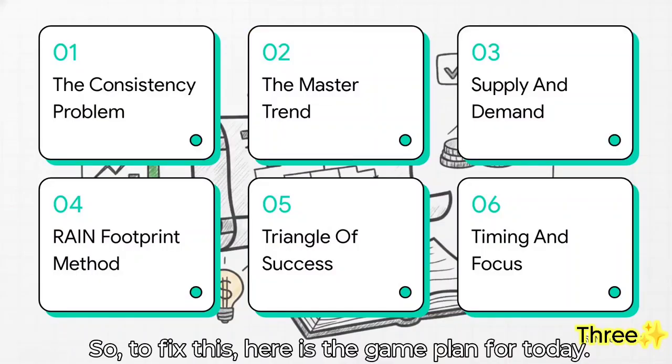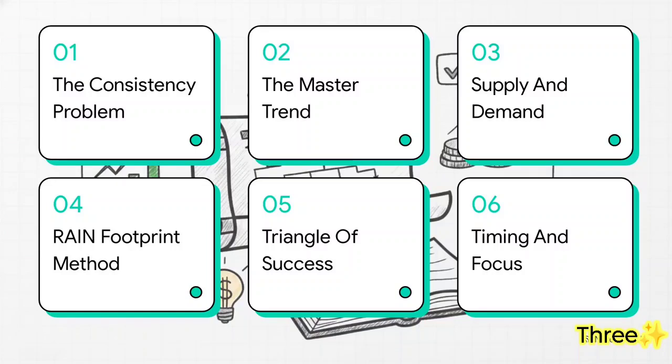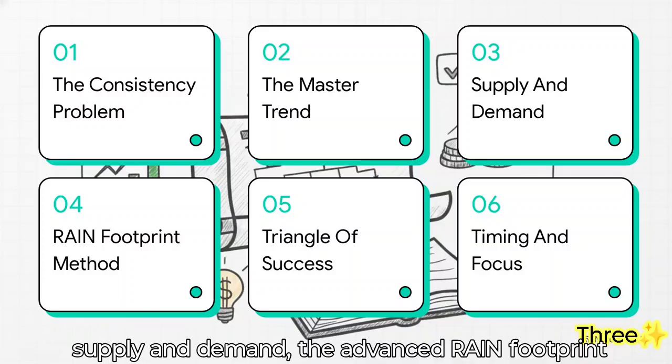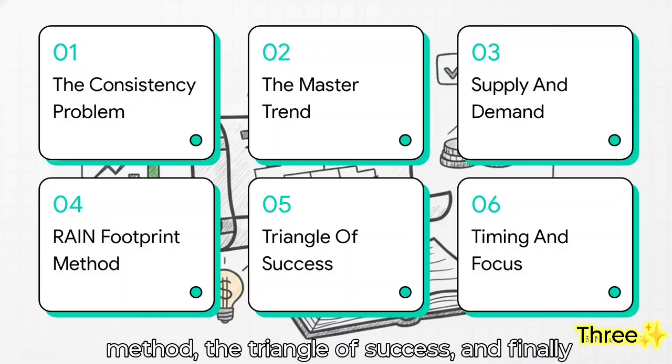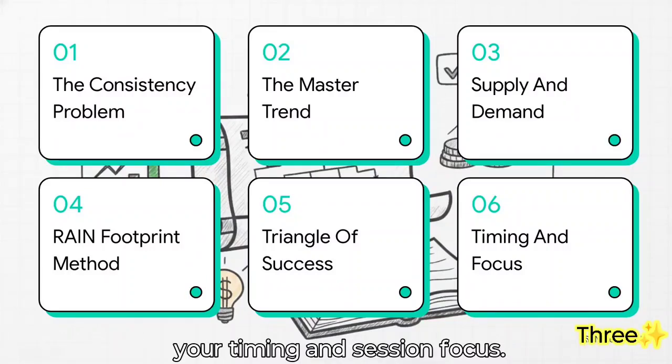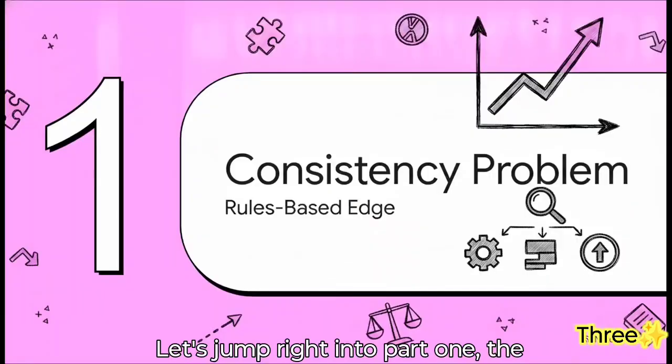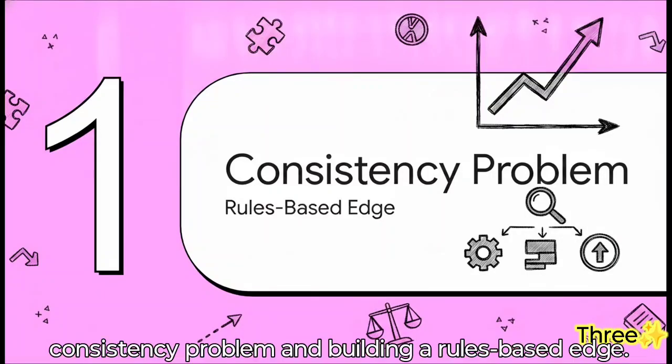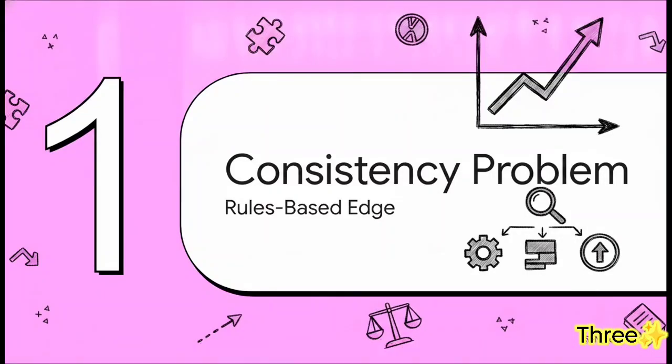So to fix this, here is the game plan for today. We're going to cover the consistency problem, identifying the master trend, mapping out supply and demand, the advanced RAIN footprint method, the triangle of success, and finally, your timing and session focus. Let's jump right into part one, the consistency problem and building a rules-based edge.